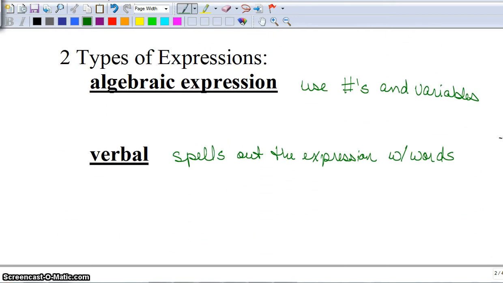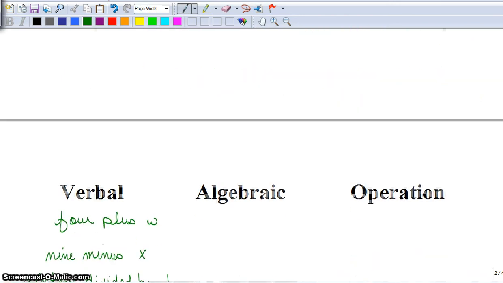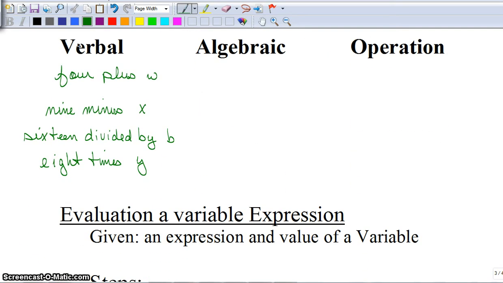And now we have 2 types of expressions that we're going to be working with. We have an algebraic expression, which is just going to use numbers and variables. We also have verbal expressions, and that's going to occur like in our word problems where we spell out the expression with words. So now let's take a moment to look at some of those.